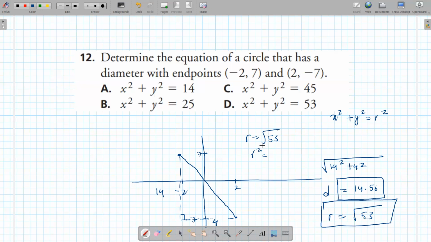What's √53 squared? Because that's what it is. R squared is just √53 times √53, yeah? If you have multiple roots, they cancel each other out. So r squared would simply be 53.